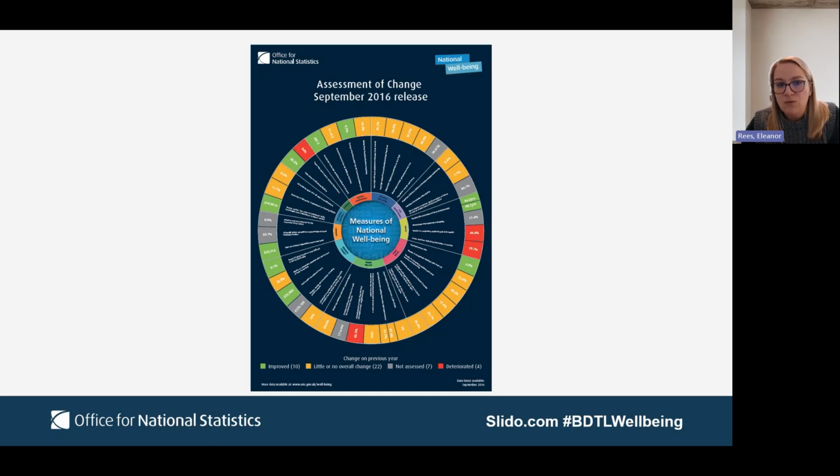On the screen is what we used to call the wellbeing wheel, and this was the first way that we used to share the findings. Although you'll probably agree that the colour coding could help you see whether there is or isn't change in the measures, you'll probably also agree that it isn't easiest to see what each measure is. And how we share and present our statistics was actually one of the areas that we reviewed in 2022.